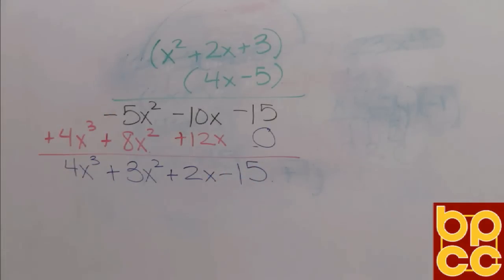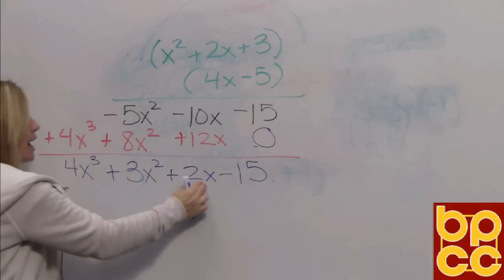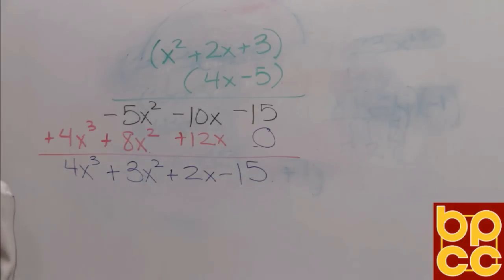If you look, we got 4 terms, a polynomial. So our answer to this multiplication is 4x cubed plus 3x squared plus 2x minus 15. And if you look, it's already in descending order. You don't even have to think.